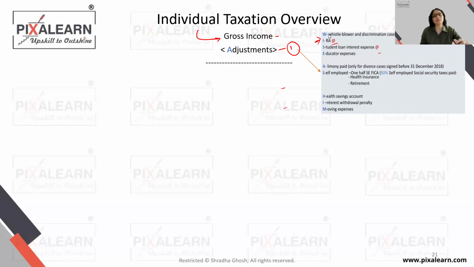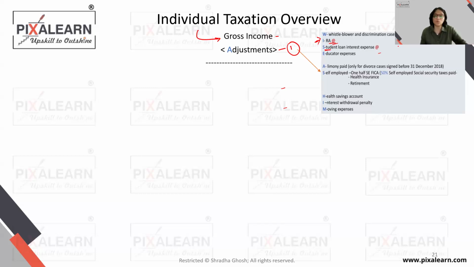Generally, we say that if I'm paying for a discrimination case that I win, then the attorney fees that I pay will be offered for adjustment. If I'm contributing to my individual retirement account, depending on what kind of retirement plan I'm associated with, there is a part that I can get as a deduction, which in the year 2023 can be a maximum of 6,500 for a person filing as single or HOH, and 13,000 for a married filing jointly couple. Then we have student loan interest expense.